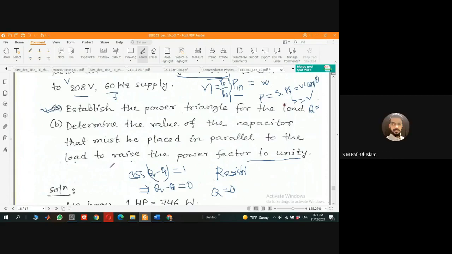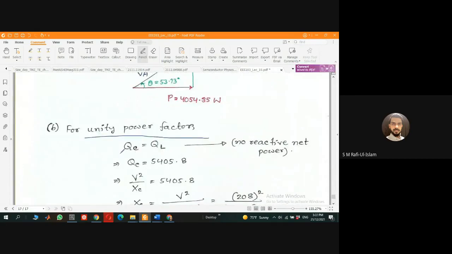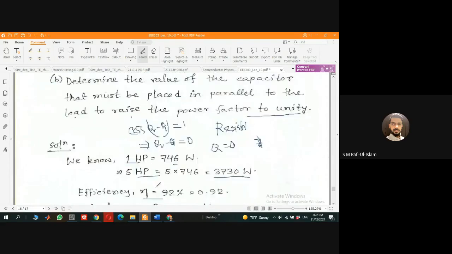This occurs only if the reactive power is 0, because sine 0 degree equals 0. In that case, the contributions from the capacitor and inductor are equal but of opposite sign. Q means the contribution from the inductor minus the contribution from the capacitor, so if Q equals 0, then QL equals QC.